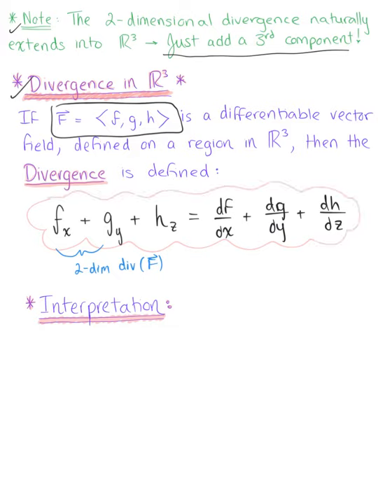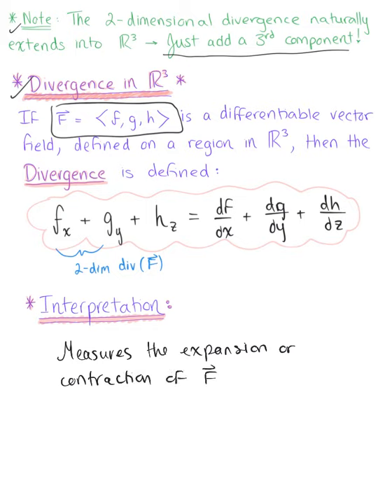And our interpretation of 3-dimensional divergence remains the same. The divergence of the vector field still measures the expansion or contraction of a vector field at each point. So we're thinking to ourselves, how much of that vector field is passing into a surface? Or how much of that vector field is passing out of a surface?